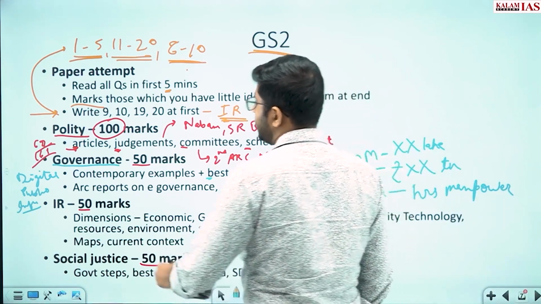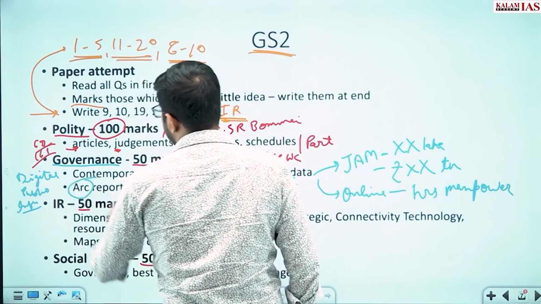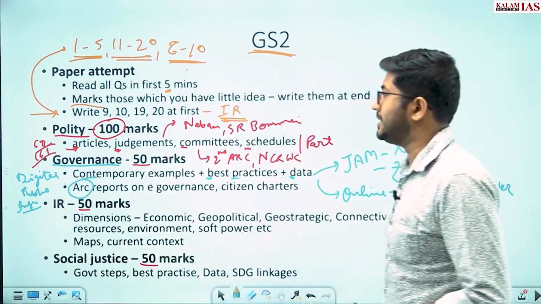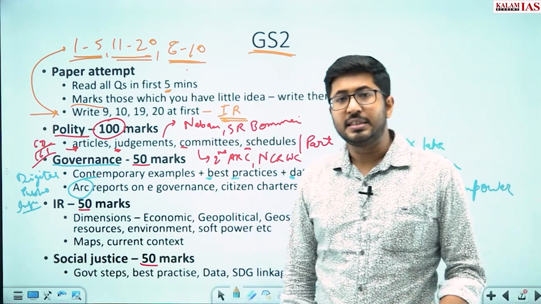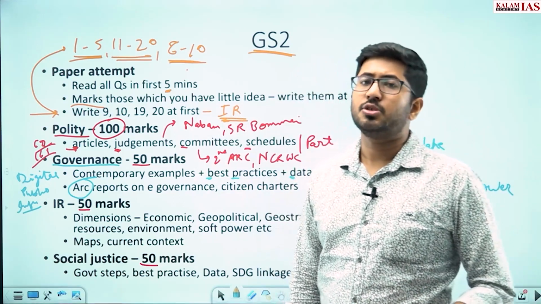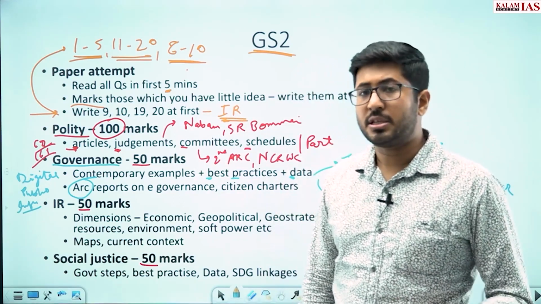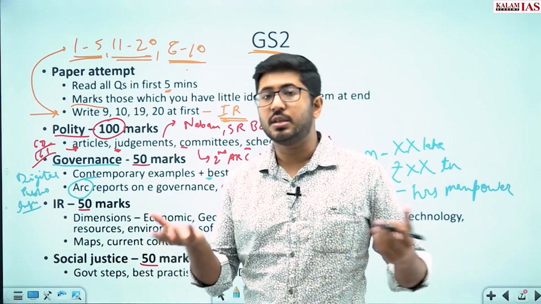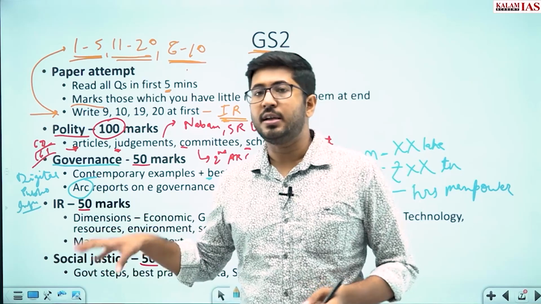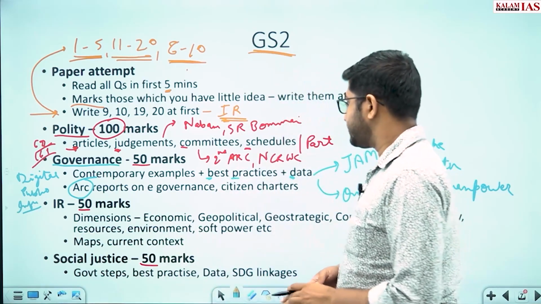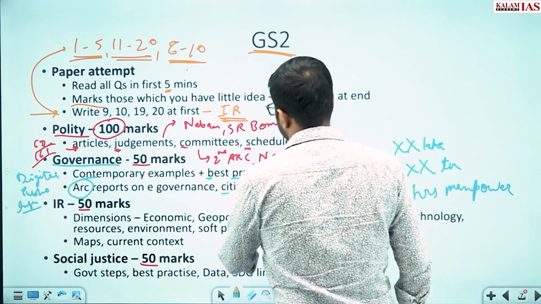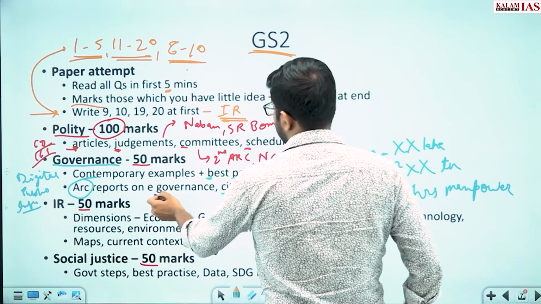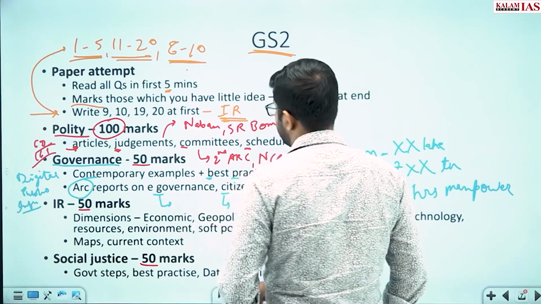The second important thing is the ARC report. The Second ARC has made a lot of recommendations on NGOs, e-governance, citizen charters, social audits, SHGs, and pressure groups. You can pick up the reports, recommendations, and issues mentioned by them and write them in your answers. And for citizen charters or e-governance, they mention various models.